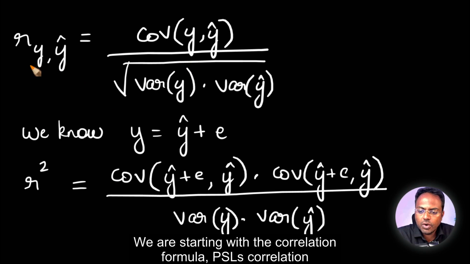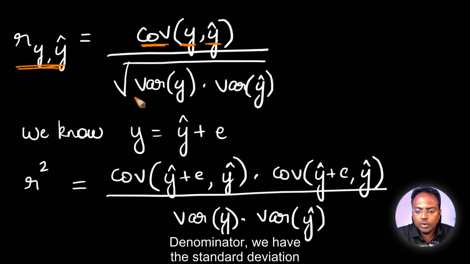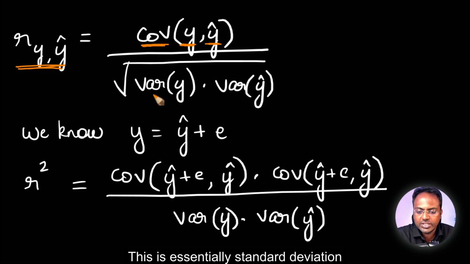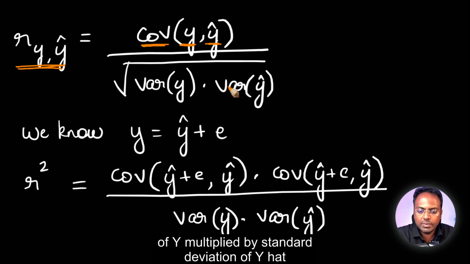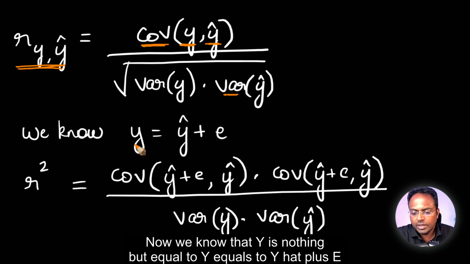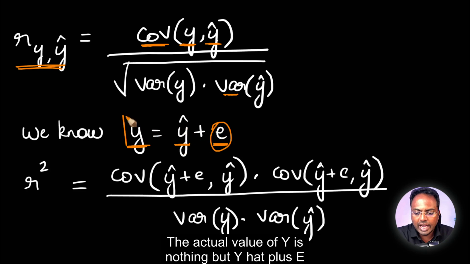We are starting with the correlation formula, Pearson's correlation. On the numerator, we have the covariance of y and y hat. In the denominator, we have the standard deviation, so we are taking the variance and taking a square root. This is essentially the standard deviation of y multiplied by the standard deviation of y hat. You can write it like this also. Now we know that y is equal to y hat plus e, where e is the error term. The actual value of y is nothing but y hat plus e.